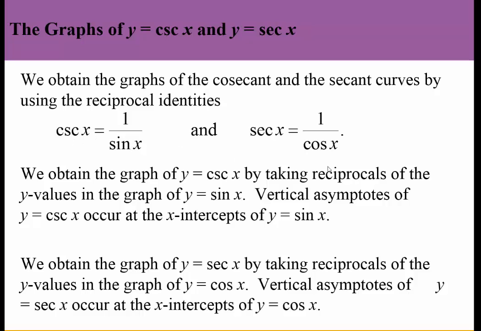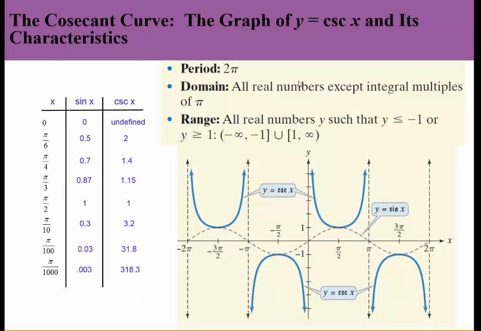And similarly, with the cosine, vertical asymptotes of y equals secant x occur at the x-intercepts of y equals cosine x. So when the cosine is 0, the secant is undefined. So we're going to look at some characteristics first of y equals cosecant x.